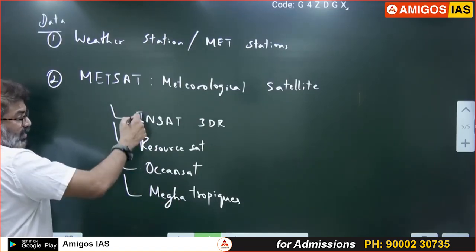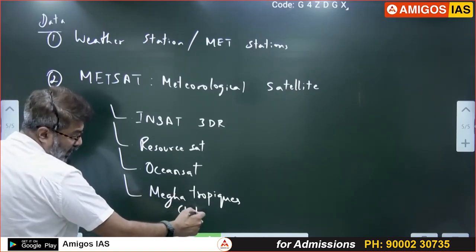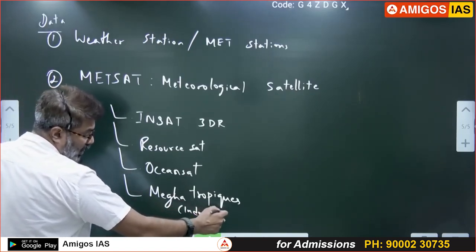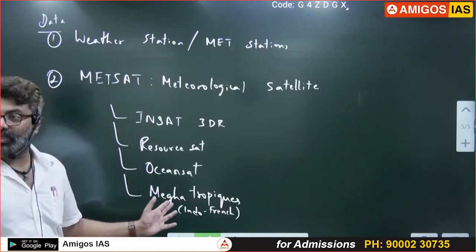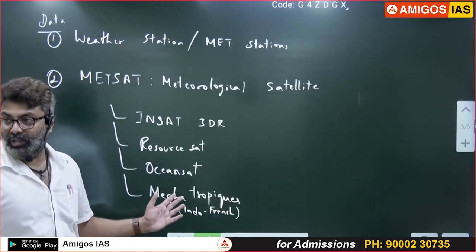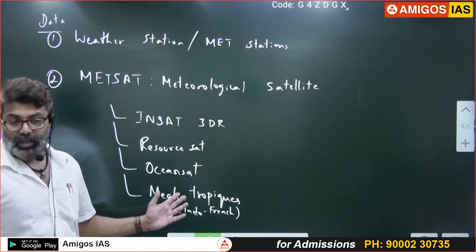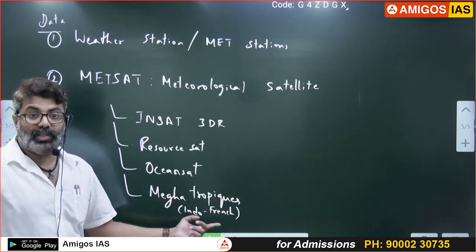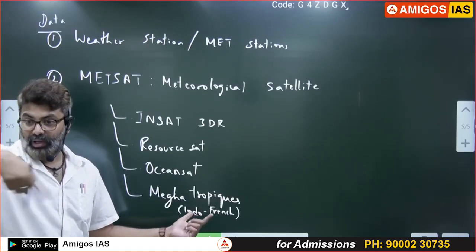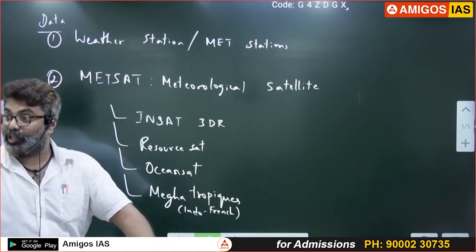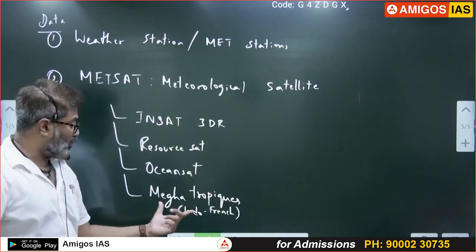We have ResourceSat, OceanSat, INSAT 3DR, and Megatropics, an Indo-French satellite. Mega means clouds, in Sanskrit. This is an Indo-French satellite to study the water cycle in the Indian Ocean, Arabian Sea, Bay of Bengal. How the water cycle takes place: evaporation, cloud formation, rainfall. That process is studied using this satellite.